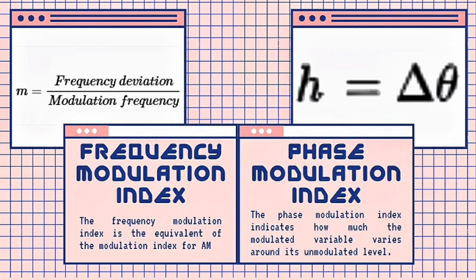As shown on the figure provided, FM modulation index is equal to the ratio of the frequency deviation to the modulating frequency. On the other hand, as with other modulation indices, PM index indicates how much the modulated variable varies around its unmodulated level. It relates to the variation in the phase of the carrier signal as shown on the given equation. Note that the delta theta is the peak phase deviation.